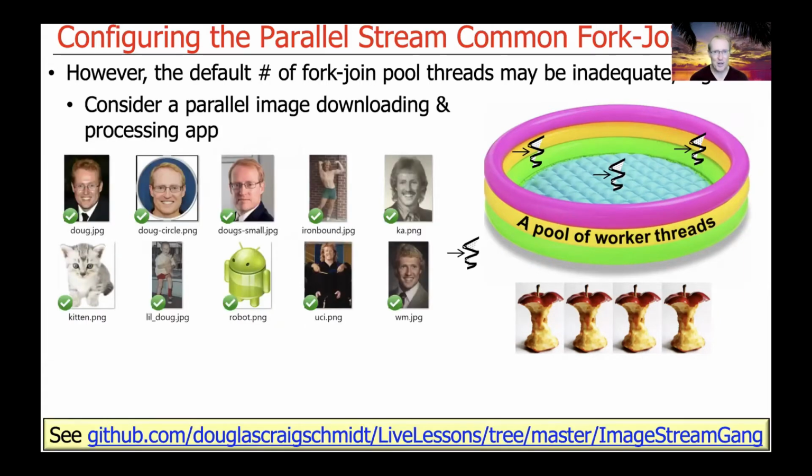Let's say, for the sake of argument, that we're writing some kind of image processing or image crawler application, not unlike what you're doing for this class. In this particular case, we're going to use the image stream gang example that I've talked about before. This app is going to download and process images from remote websites. Process means apply image transforms, just like you do, and store them in the file system. So as you can see, we're going to have 10 images, but only 4 threads in our pool, which equate to 4 cores in the system.